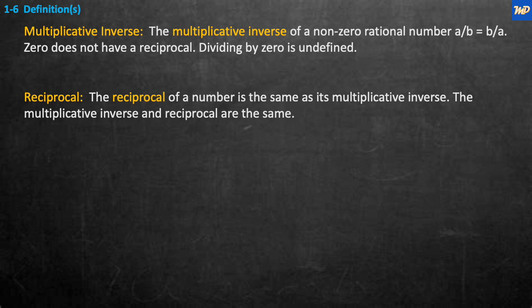So what they're saying there, if you have a fraction or whatever the number is, it could be an integer, the reciprocal of it is 1 over that number, or the inverse, right? That's what they call it, the multiplicative inverse. A over B would be B over A is the multiplicative inverse. For example, what is the multiplicative inverse of the number 3? Well, it's 3 over 1, so 1 over 3 would be the multiplicative inverse. A reciprocal is a number that is the same as its multiplicative inverse. The multiplicative inverse and reciprocal are the same.